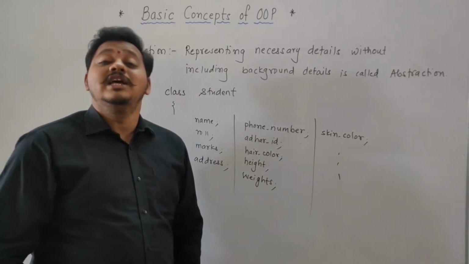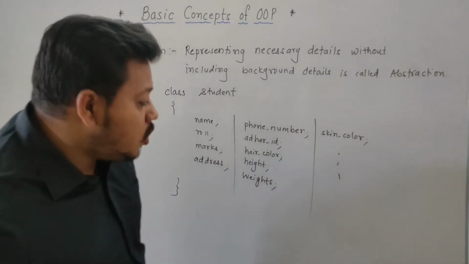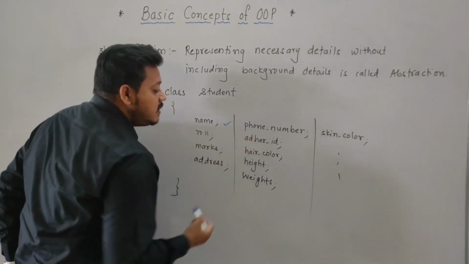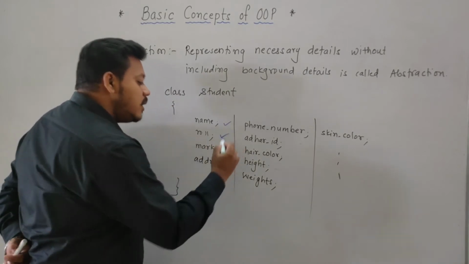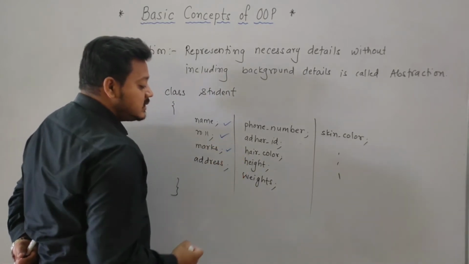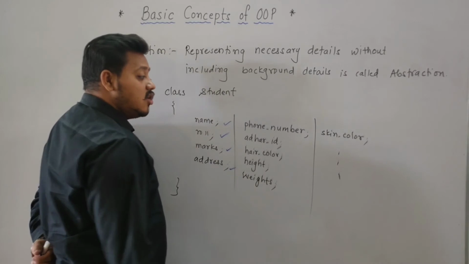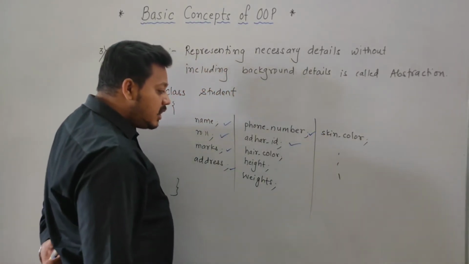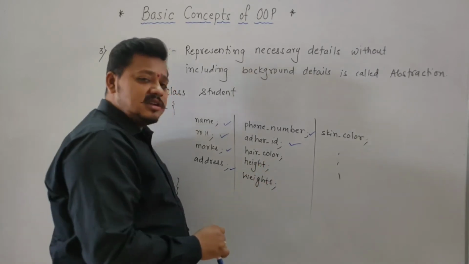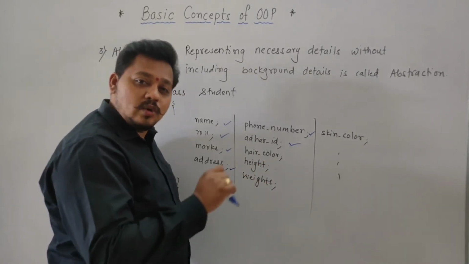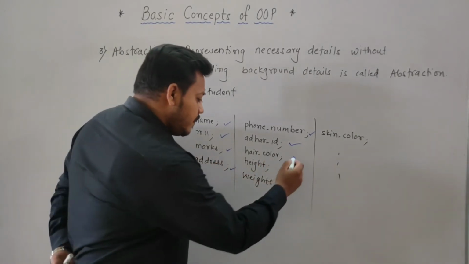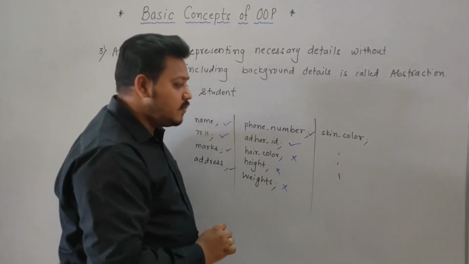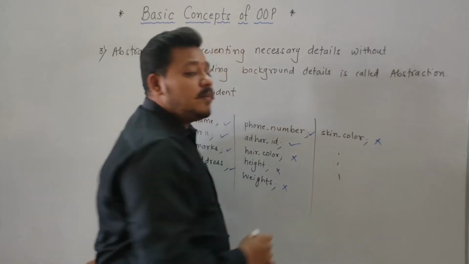Now here I am going to develop the college management system. So what will be the necessary attributes? Name is necessary, roll number is necessary, marks is necessary, address is necessary, phone number is necessary, Aadhaar ID is necessary. But is hair color really important to develop a college management system? No. Height is also not important. Weight is also not important. Skin color is also not important.